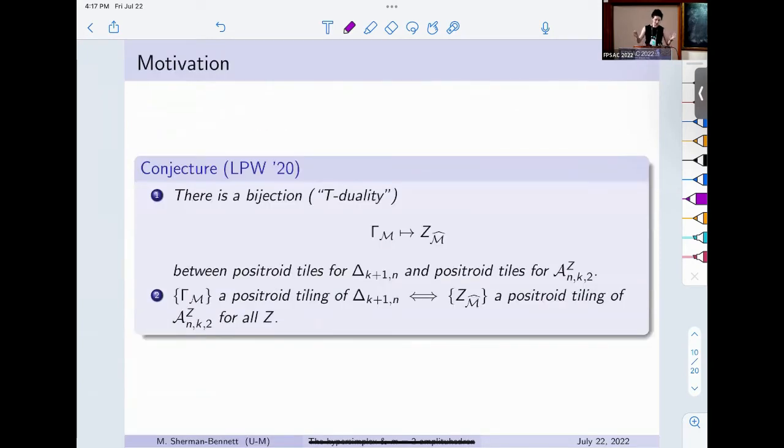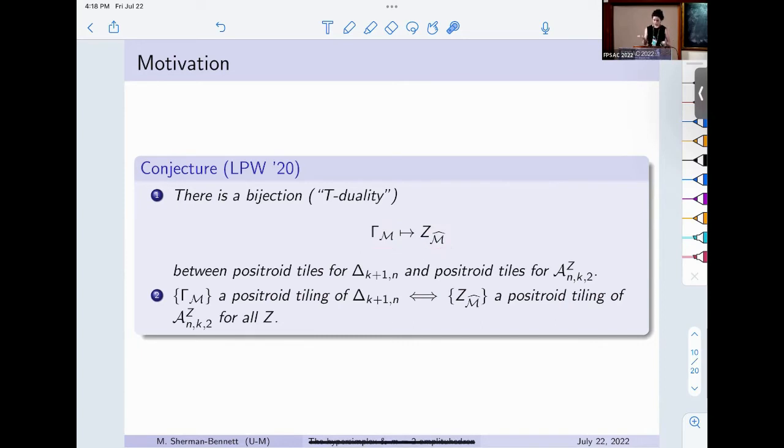Okay, so why have I taken a very long time to define these two things in analogy? Okay, so I will not keep you in suspense. So the reason I've done this is because of a conjecture of Lukowski, Parisi, and Williams. So they define a particular bijection called T-duality, which they conjecture is a bijection between the positroid tiles for the hypersimplex and the tiles for the amplituhedron. And so, okay, I'm not going to tell you what this bijection is, but I will tell you it's defined on the level of the positroids indexing the tiles. So it's not a geometric map, it's a combinatorial map. And it takes one positroid M to another positroid M hat. And I'm going to call gamma M and Z M hat T-dual objects.